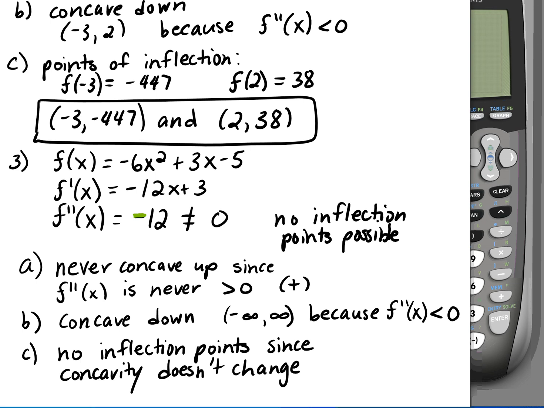Parabolas would make sense because if you think about what this graph would look like, a negative parabola only faces down. It has a maximum point, but it doesn't change concavity because it's always facing down. A positive parabola, same thing, would always be facing up. So it wouldn't have inflection points, it would only have concavity one way or the other.